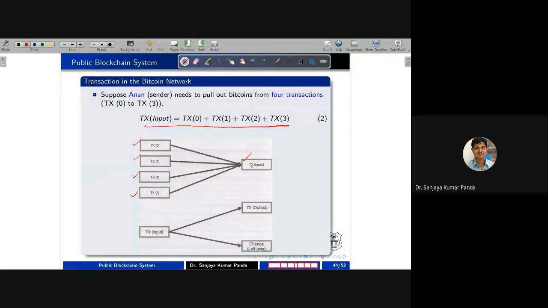Again, if you are making a particular transaction, then definitely there is a transaction output. TX input is there means TX output will be there. But if a particular transaction is not computed, like I have used TX0 and TX1, but these two are not computed, I can say these two are called unspent transaction output, which we call UTXO. TX stands for transaction, U stands for unspent, O stands for output. So the change left over will be moved to the next transaction. Like that, the process continues.